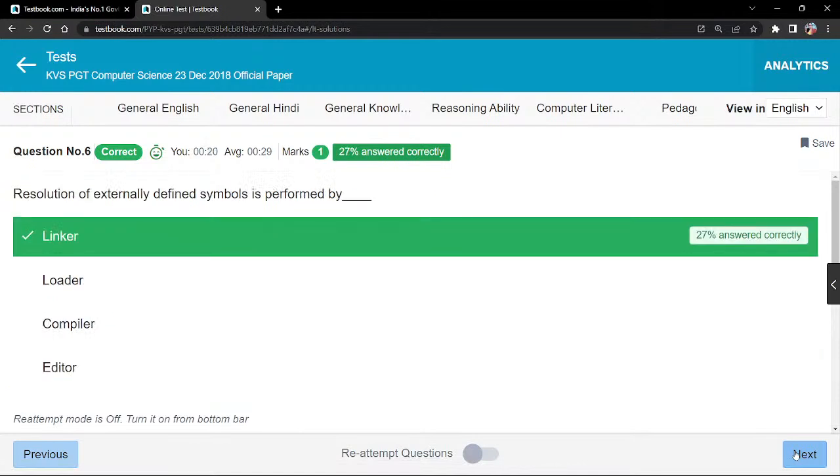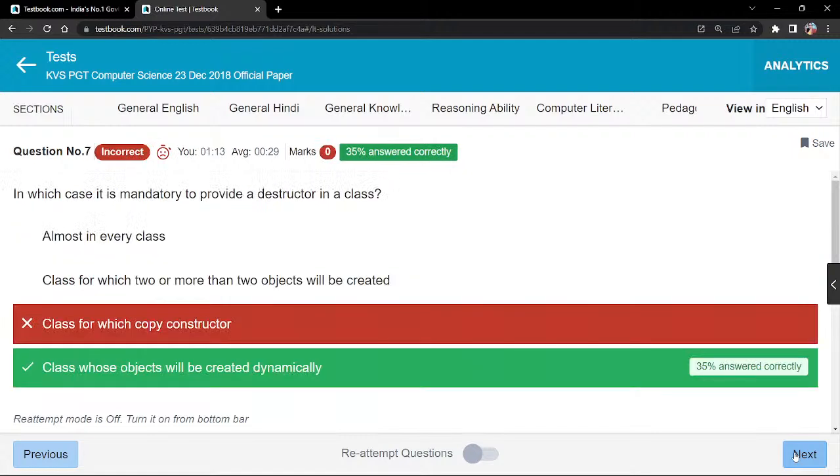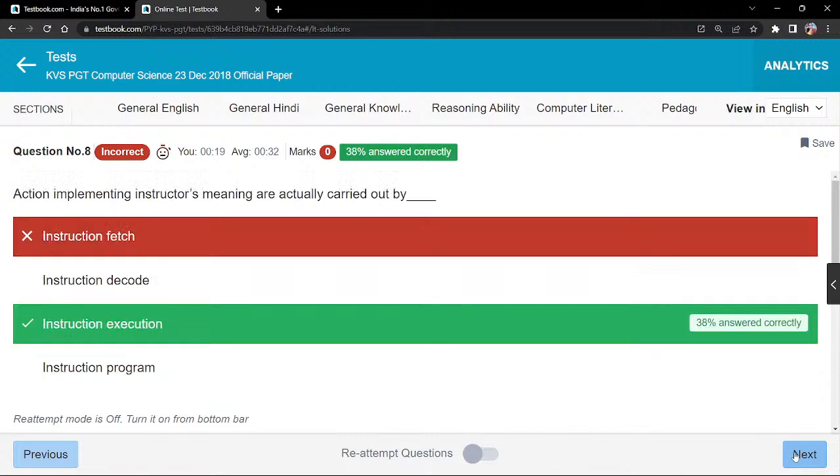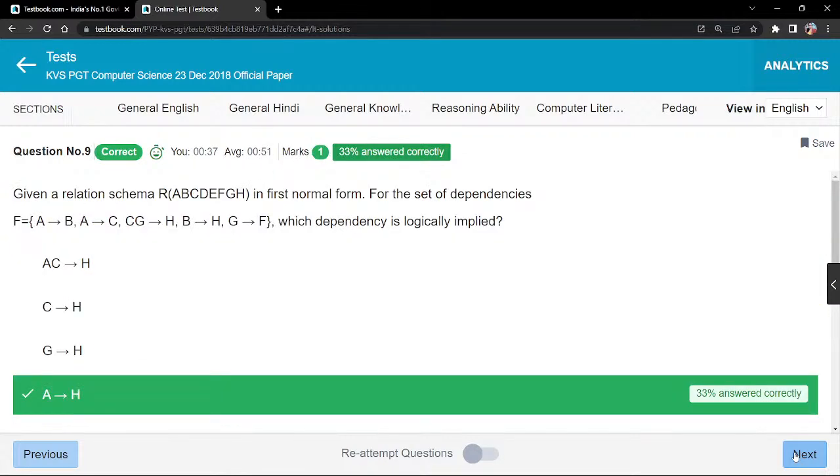Next, resolution of externally defined symbol is performed by the linker. In which case is it mandatory to provide a destructor in a class whose objects are created dynamically? Then, the actions implied by an instruction are actually carried out by instruction execution.